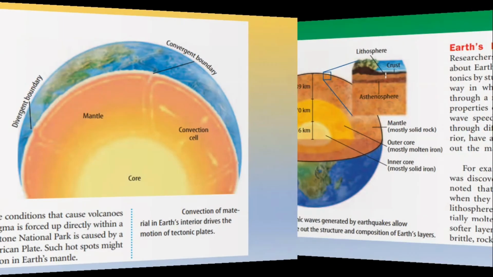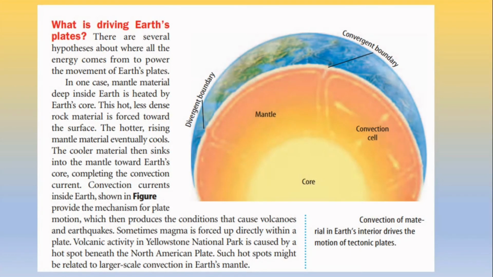What is driving Earth's plates? There are several hypotheses about where all the energy comes from to power the movement of Earth's plates. In one case, mantle material deep inside Earth is heated by Earth's core. This hot, less dense rock material is forced toward the surface. The hotter rising mantle material eventually cools. The cooler material then sinks into the mantle toward Earth's core, completing the convection current.